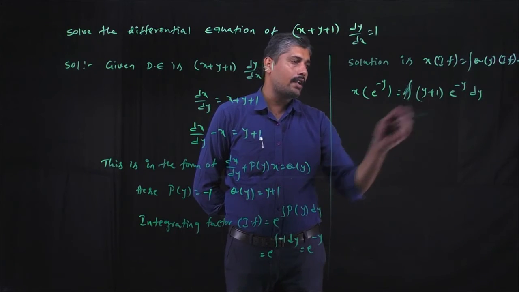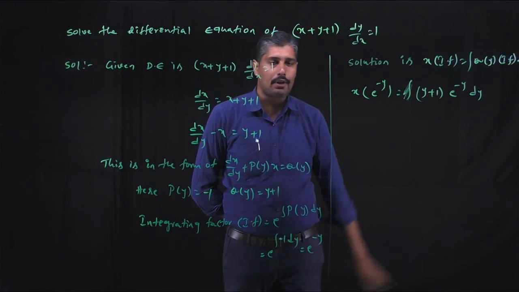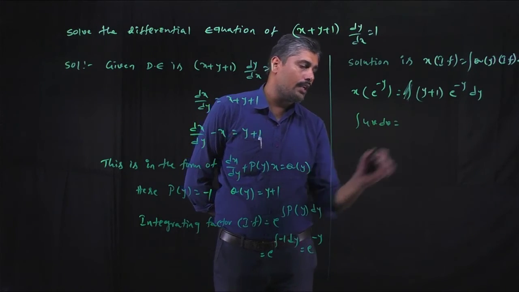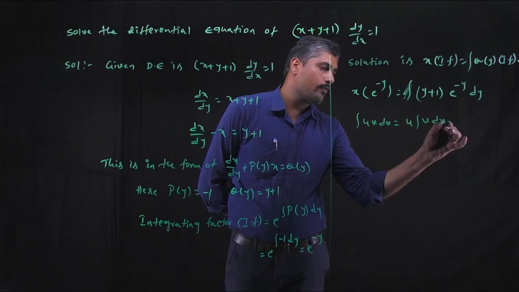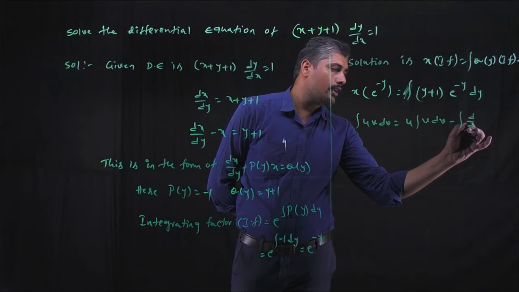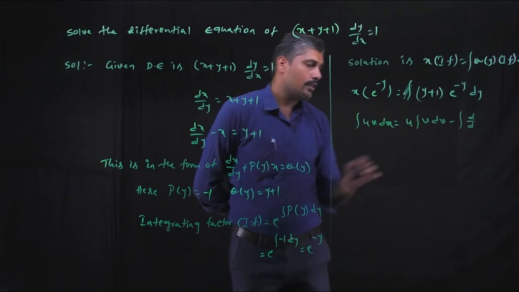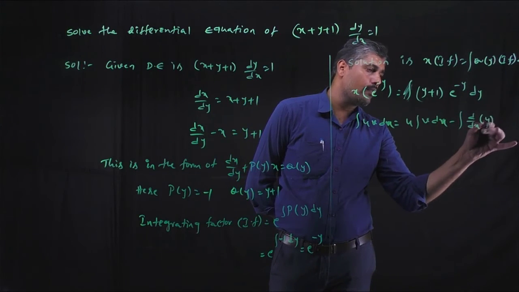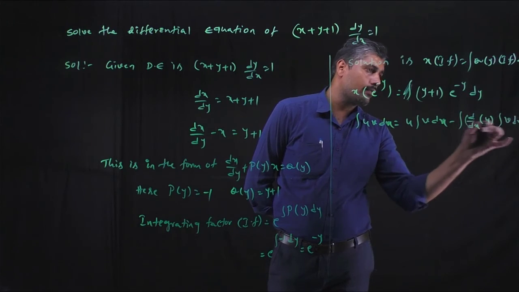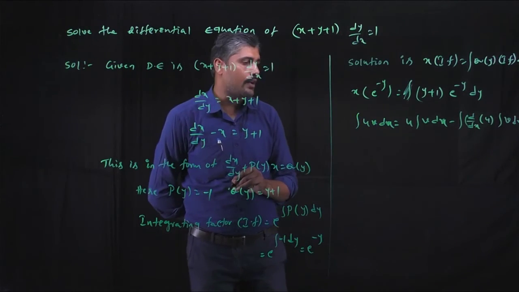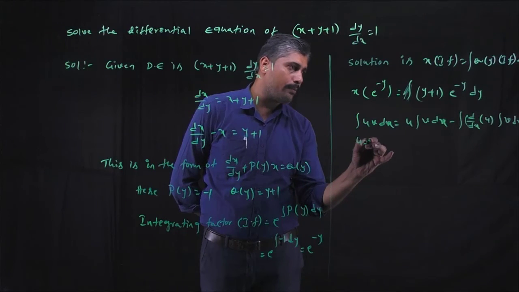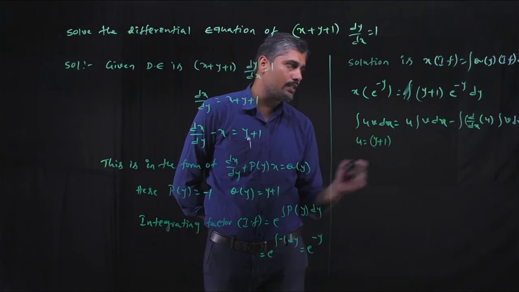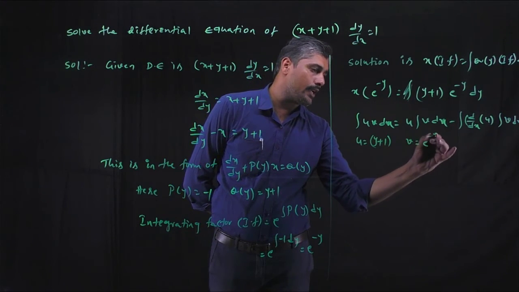Here two functions are there, algebraic functions and exponential functions. Right, we know that integral u v dx equal to u into integral v dx minus integral of d by dx of u into integral v dx, whole dx. Okay, this is the formula. Here u equal to y plus 1, by using ILATE, algebraic function is first, and v equal to e power minus y.